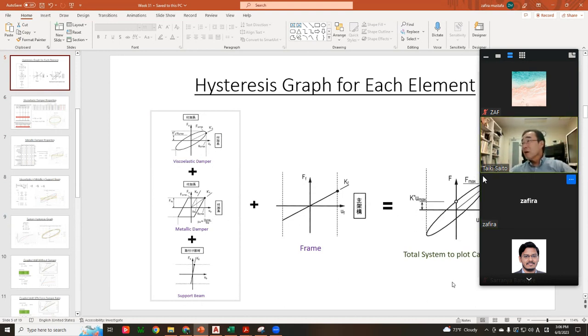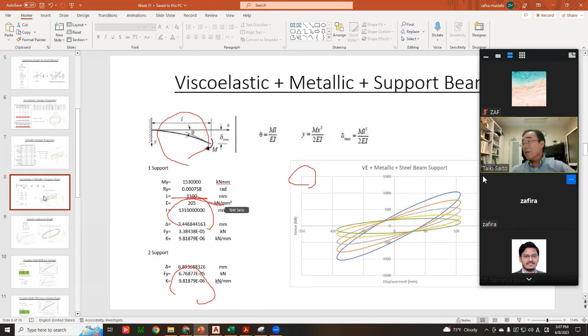I don't understand. You combine in series, right? Yes, Sensei. Plastic, metallic, and support you combine in series. So it means the force is common for all of them. I see. The force has the upper limit because of metallic. But it looks like the force could be more than 1,000. Why? Metallic damper cannot support such big shear force. Okay, I will do a correction for this one, Sensei.